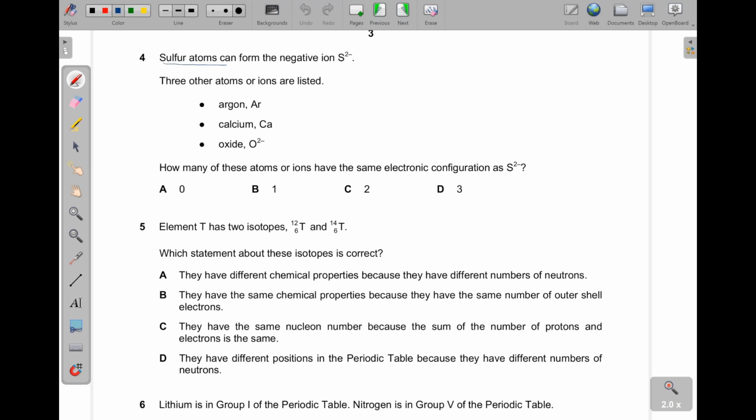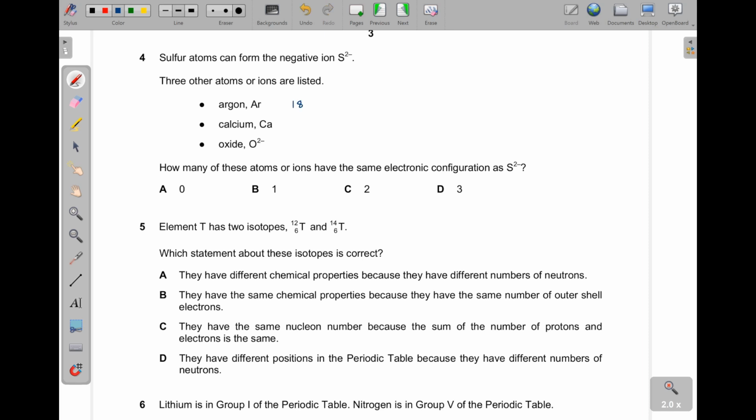Question 4. Sulfur atoms can form the negative ion S2 minus. Then 3 other atoms or ions are listed below: argon, calcium, and the oxide ion. And then they are asking how many of these atoms or ions have the same electronic configuration as the sulfur ion. First of all, argon is in position 18.